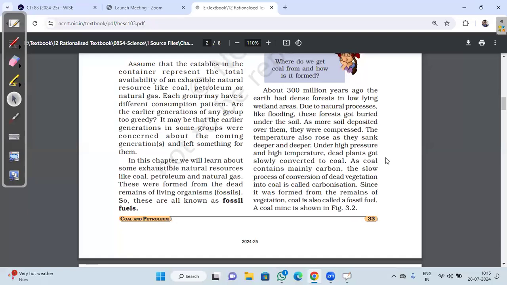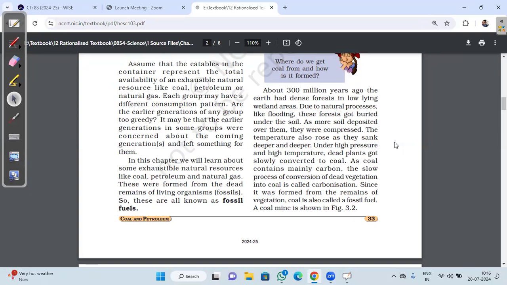So how did it happen? Due to floods or landslides, plants got buried under the earth. More and more soil was deposited above them. As a result, the pressure and temperature inside the earth increased. Due to the increase of pressure and temperature, the carbon content of those plants got converted into coal. As coal contains mainly carbon, it is a slow process.